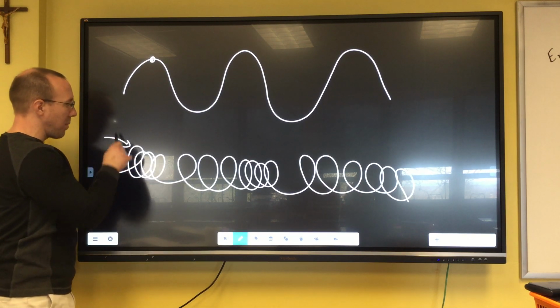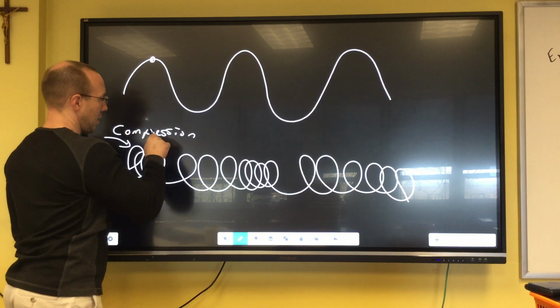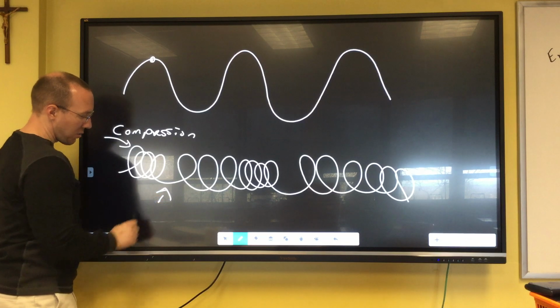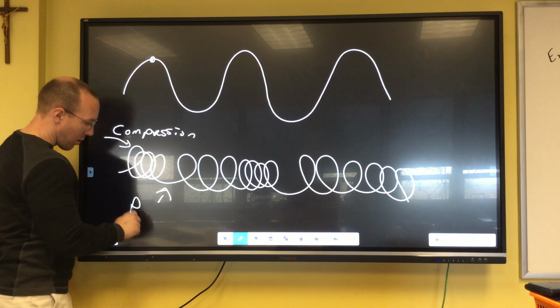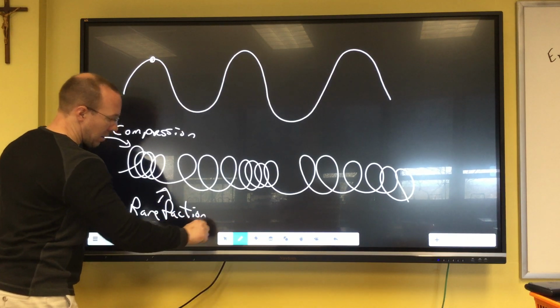So this right here would be a compression. That's an R. And this right here is a stretch, or a rarefaction. That's all one word.